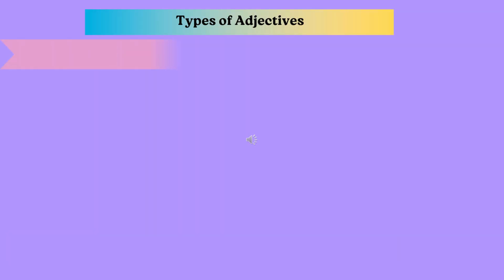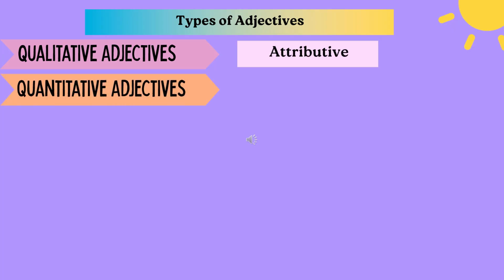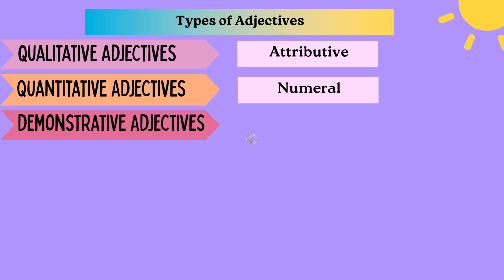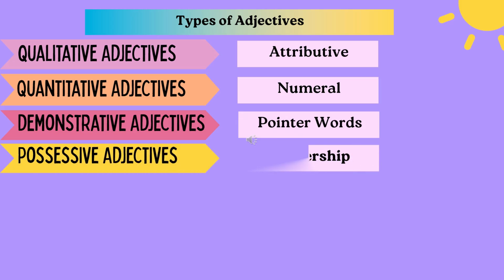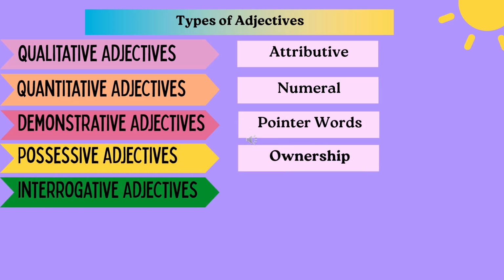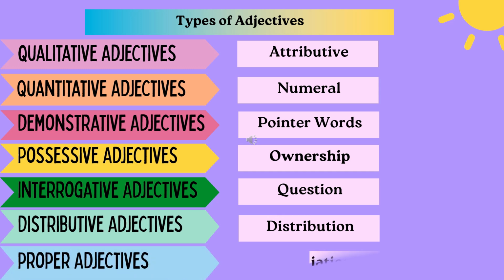Now, let's organize these types of adjectives by their function. We have our 7 main categories. Qualitative adjectives describe quality or state. Quantitative adjectives show quantity or amount. Demonstrative adjectives point out specific nouns. Possessive adjectives show ownership. Interrogative adjectives are used in questions. Distributive adjectives refer to individual members. Proper adjectives come from proper nouns.